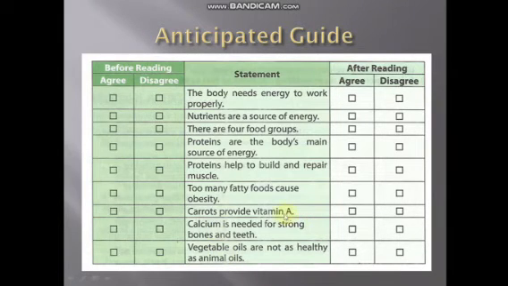So let me go back to my anticipation guide. So carrots provide vitamin A. So that means I am indeed correct. I agree, so I will let my agree stay. I'm not moving it. All right, so I got calcium is needed for strong bones correct. Now the last statement says vegetable oils are not as healthy as animal oils.